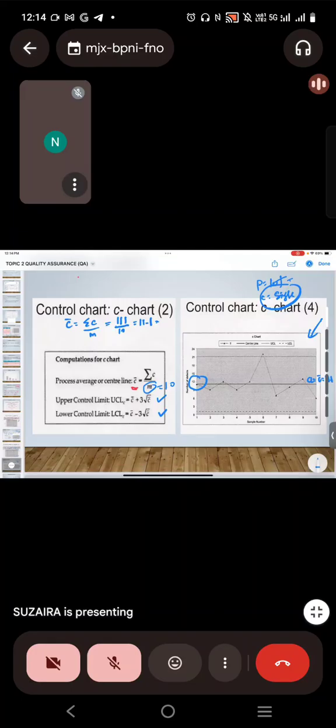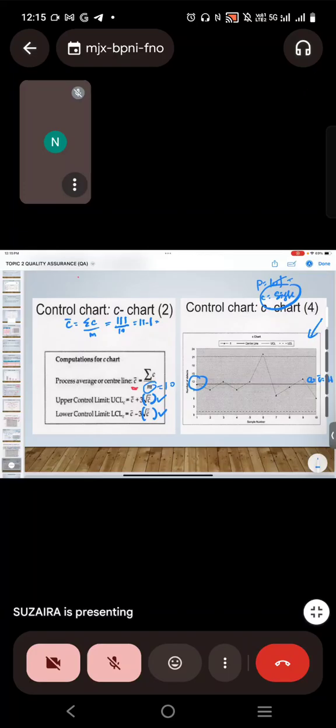The C chart is quite straightforward, quite direct, because once you already know the C bar, just fill in the equation and then you can calculate the UCL and also the LCL. The UCL equation is C bar plus 3 times the square root of C bar. The LCL is C bar minus 3 times the square root of C bar as well.